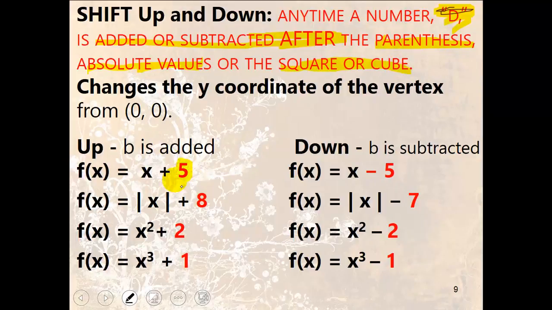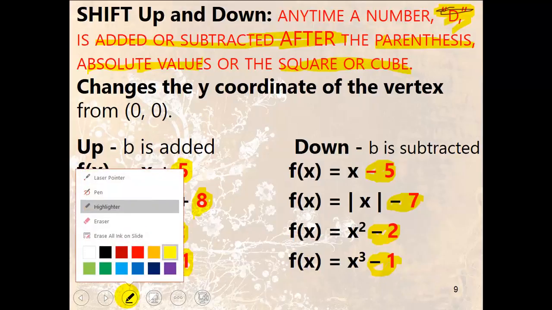The 5 is after the x. The 8 is after the absolute value. The 2 is after the x squared. The 1 is after the x cubed. Here, the -5 is after the x. The -7 is after the absolute value of x. The -2 is after the x squared. The -1 is after the x cubed.